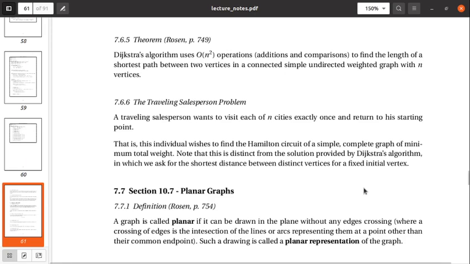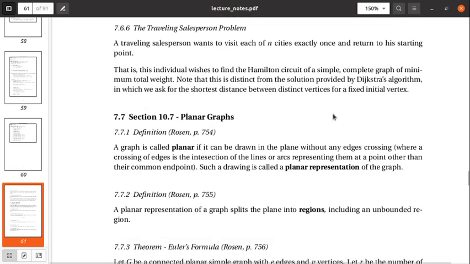That's pretty bad. Okay. So a traveling salesperson wants to visit each of n cities exactly once and return to a starting point. What is the shortest way to do that? Right.